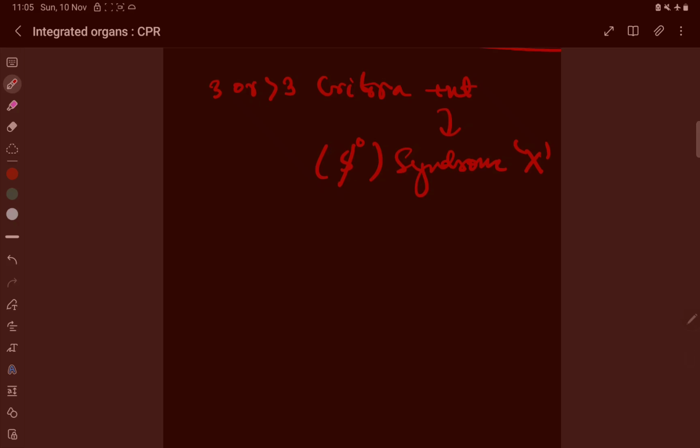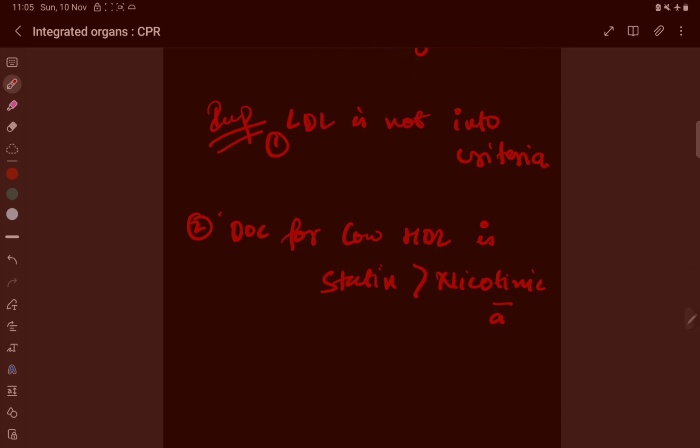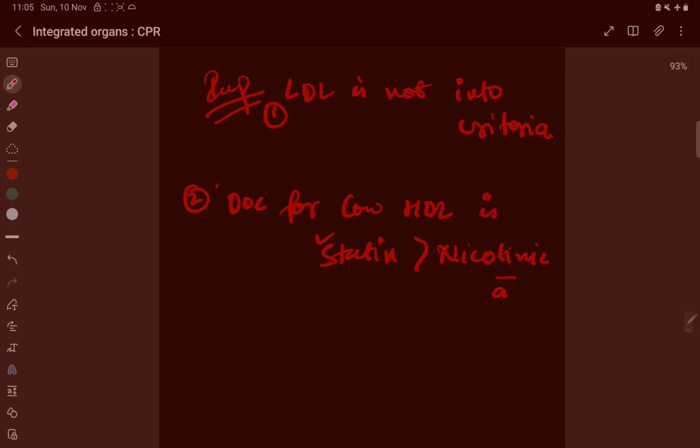Basically, very important, look at the parameters. LDL is not in the criteria. That is the first point. The second important point: the drug of choice for low HDL is statin. First we give statin, after that nicotinic acid. When we read about dyslipidemia, we will learn where you have to use fenofibrate also. Okay, now the drug of choice for hypertriglyceridemia: statin more than fibrates.